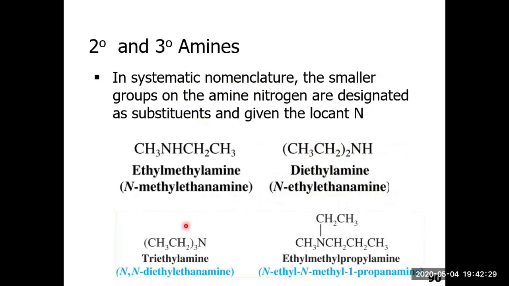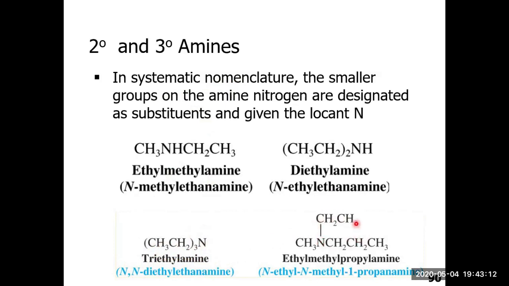Okay, so how about if we replace all the hydrogens in the nitrogen with an alkyl group? So we have here this molecule in which you have your ethyl groups bonded to your nitrogen, and there are three ethyl groups bonded to your nitrogen. So in this case, this can be named as triethylamine. In systematic nomenclature, this can be named as N,N-diethyl ethanamine.